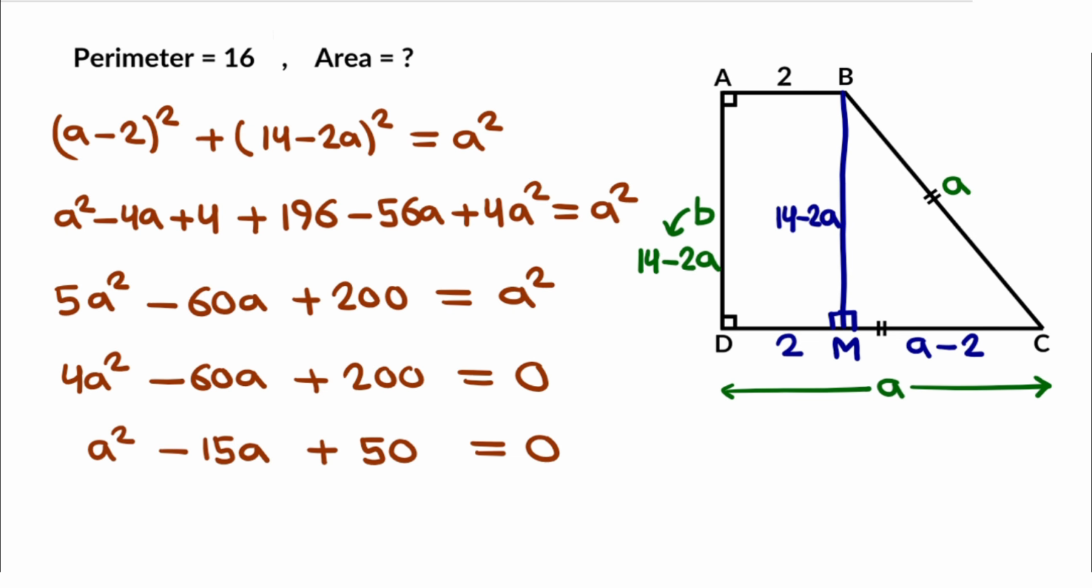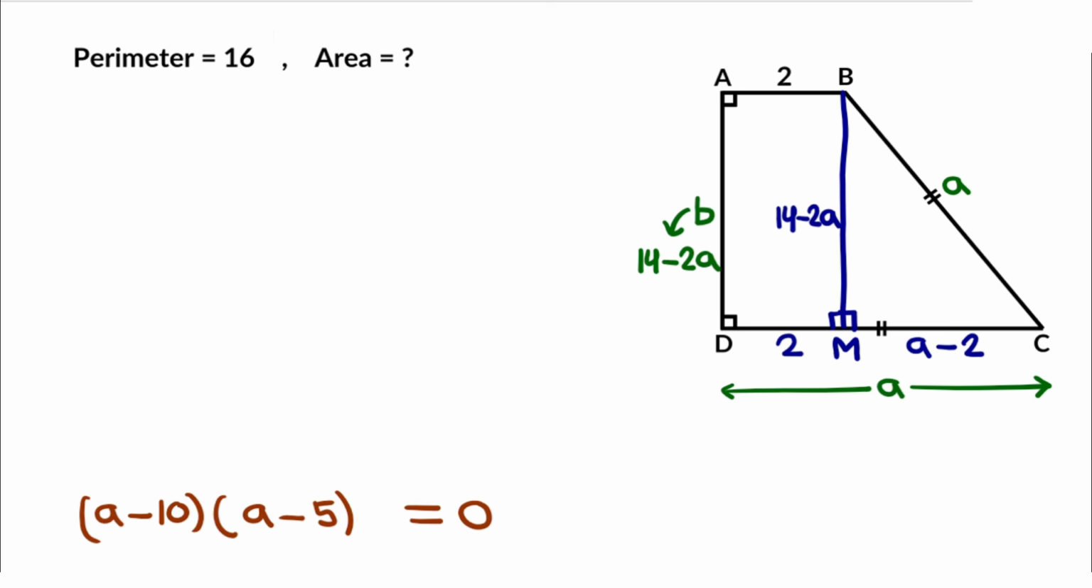It does. We need two numbers that multiply to 50 and add to negative 15. Those numbers are negative 10 and negative 5. So, the quantity A minus 10 multiplied by the quantity A minus 5 equals 0. Therefore, A equals 10 or A equals 5. So which one is actually possible?